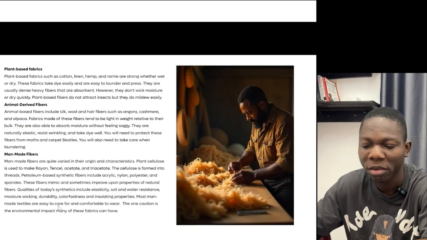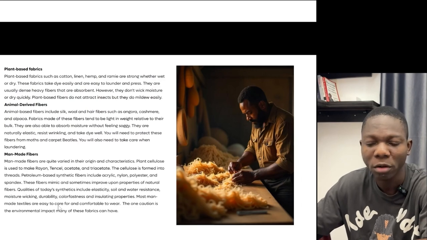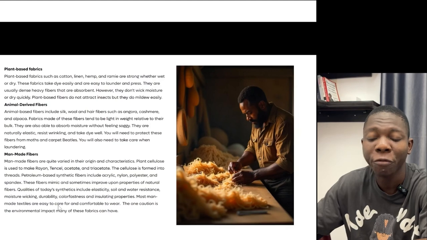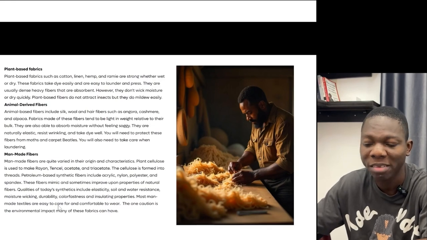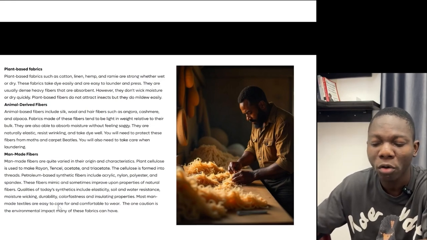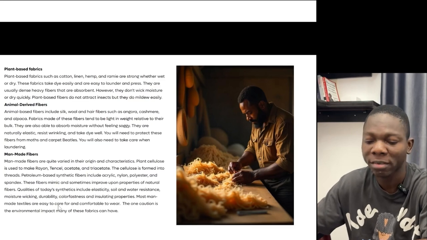The last one is man-made fabrics. Man-made fabrics can be made from plant cellulose and also petroleum-based synthetics. For the plant cellulose, you have rayon, tencel, acetate, and triacetate. While the petroleum-based synthetic fibers include the common ones like nylon, polyester, spandex, and acrylic.